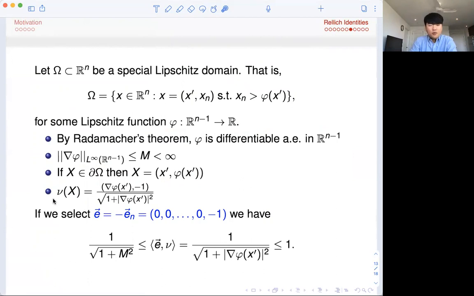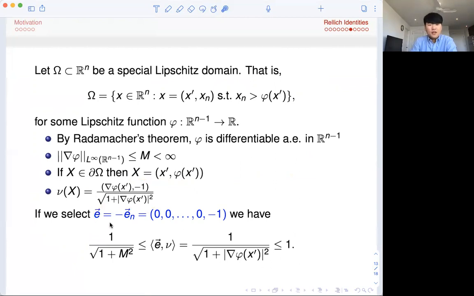Then the outward unit normal vector nu at the point capital X on the boundary is going to be the gradient of phi at x prime and -1, over the magnitude. This is because if you look at the point, the tangential direction is this. So that's why the normal vector has this form.